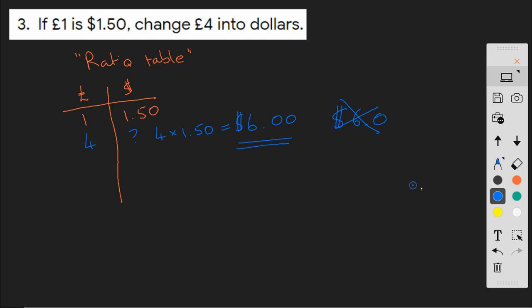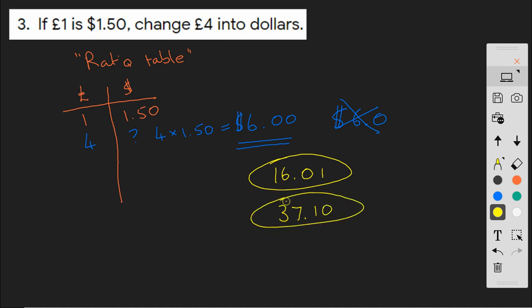Now, just a reminder that the work on the ratio table is in nugget 16.01. If you want to have something specific to do with currencies, so some more practice with currencies, then maybe nugget 37.10 would be a good one to try.